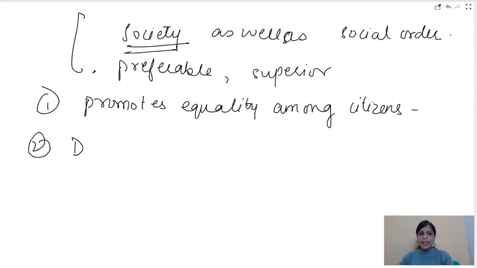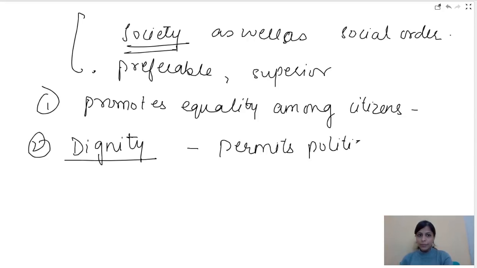Second, like we talked about, it enhances the dignity of individuals. When you have dignity, it permits political equality among the citizens, and also there is an absence, altogether, of any domination. Nobody is going to dominate you, or there's not going to be any conflict. That implies that every citizen enjoys dignity and freedom.